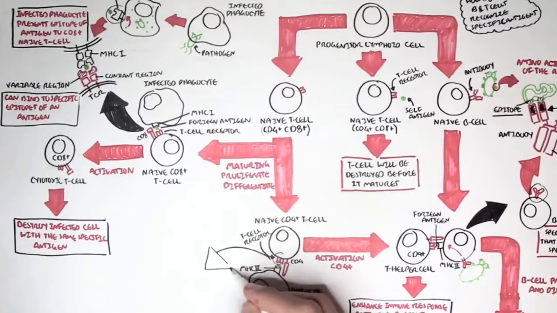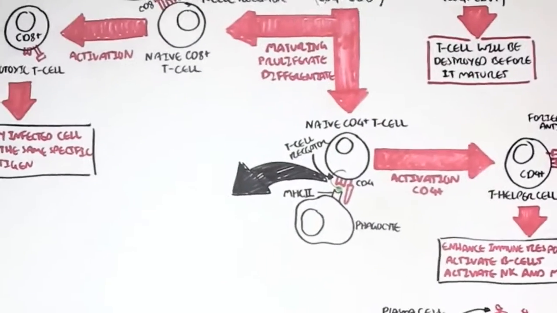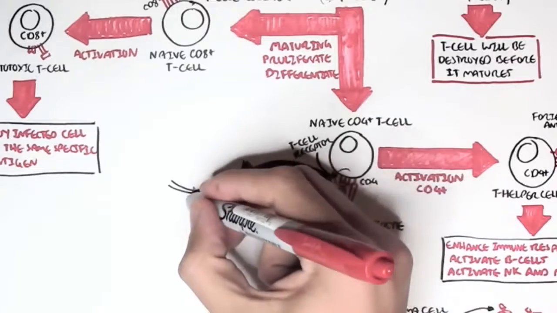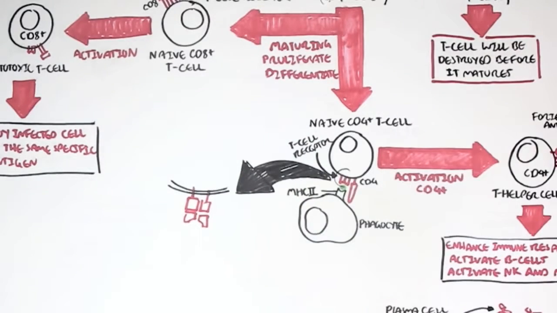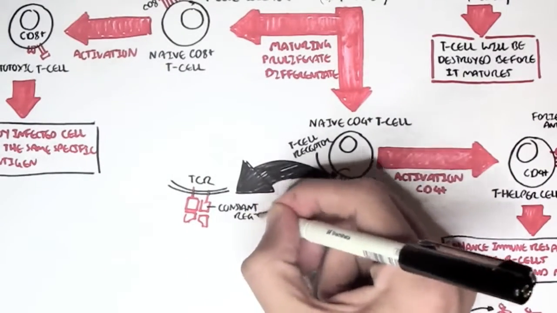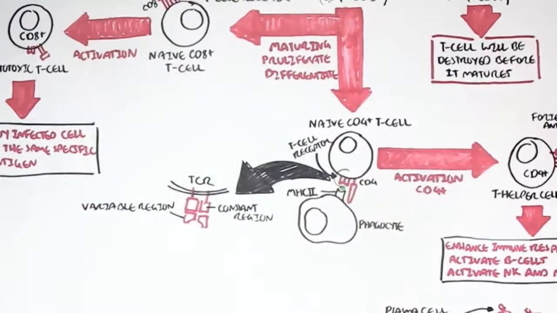How about a naive CD4 T cell? Well, similarly, the naive CD4 T cell has a T cell receptor that has a constant region and a variable region. And so the variable region can be composed of different types of amino acid sequences that therefore will bind to different types of antigens. And remember, we have many CD4 T cells, so the variety is tremendous.